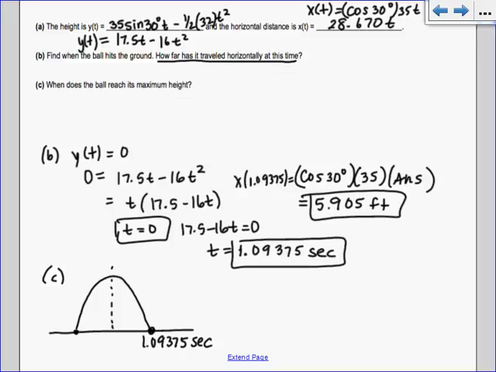If we didn't do that, we could use our calculator to graph and find a maximum because it's a parabola. Or you could use t equals negative b over 2a, like you learned from Algebra 2. So if I do half of the 1.09375, I get, oops, I erased it. I get t equals 0.546875. So we'll say about 0.547 seconds.